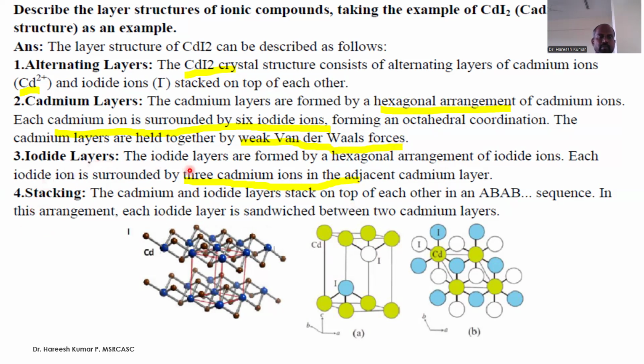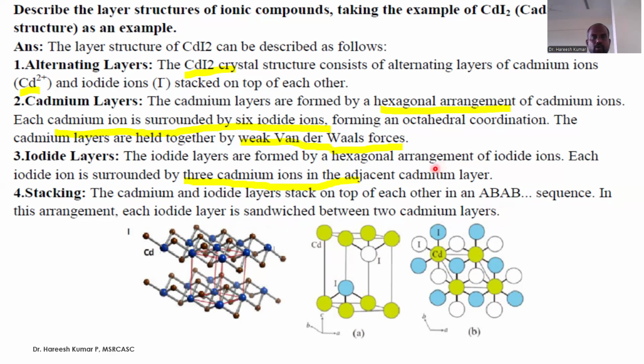Iodide layers: the iodide layers are formed by a hexagonal arrangement of iodide ions. Each iodide ion is surrounded by 3 cadmium ions in the adjacent cadmium layer. Stacking: the cadmium and iodide layers stack on top of each other in an AB sequence. In this arrangement, each iodide layer is sandwiched between the 2 cadmium layers.